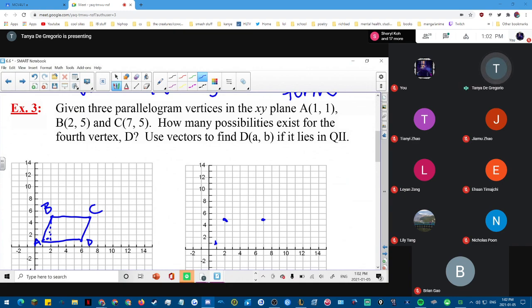Do I have to connect A and B? 8,9. Good. I can connect this way. And then again, I know that it has to be parallel. I need parallel lines, and so I use the slope to figure out my next point, which happens to be 8,9. Good. Two possibilities. Are there any others?